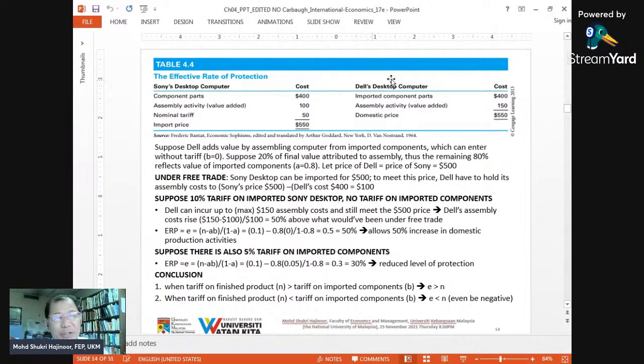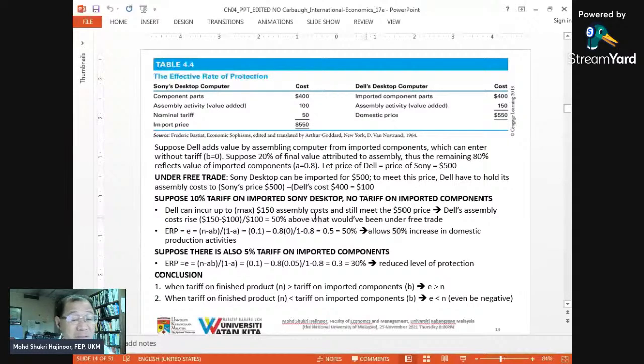However, Dell can only play around until 150 to be able to keep it within the same price as 550. By the logic of the market, if it is 551 here, people will not buy from Dell. At 551, people will still buy from Sony. So 150 is the max amount of assembly cost that still meets the 500 price.